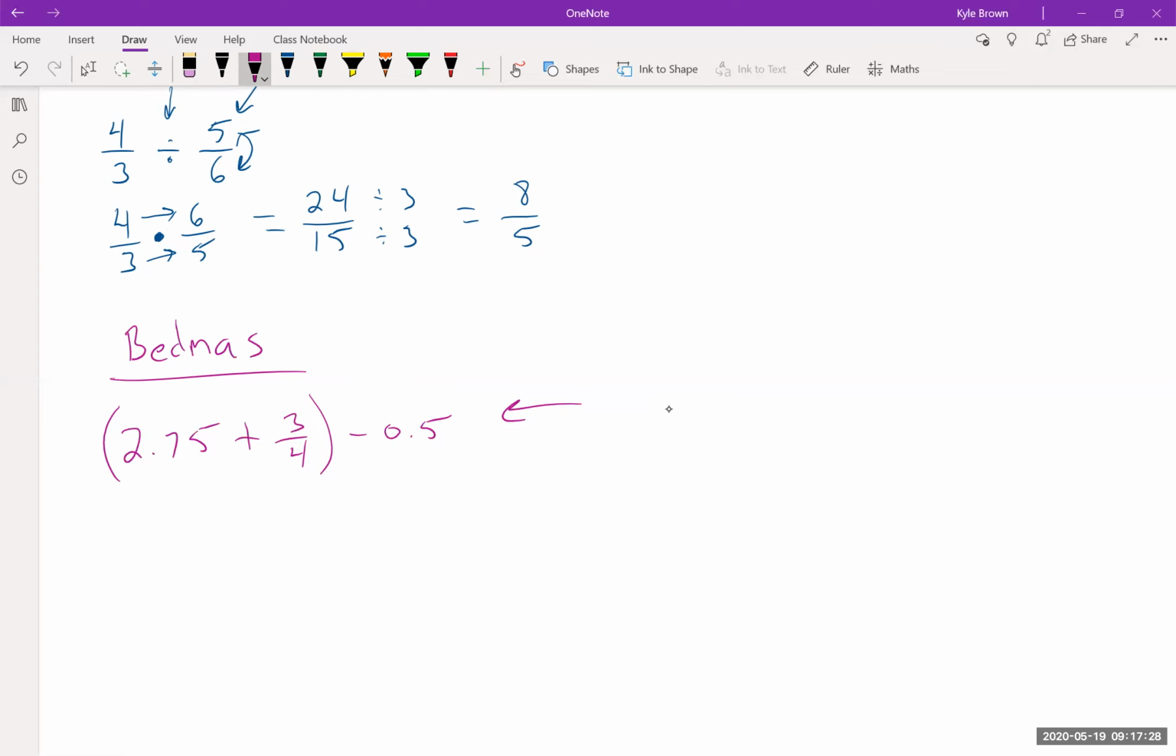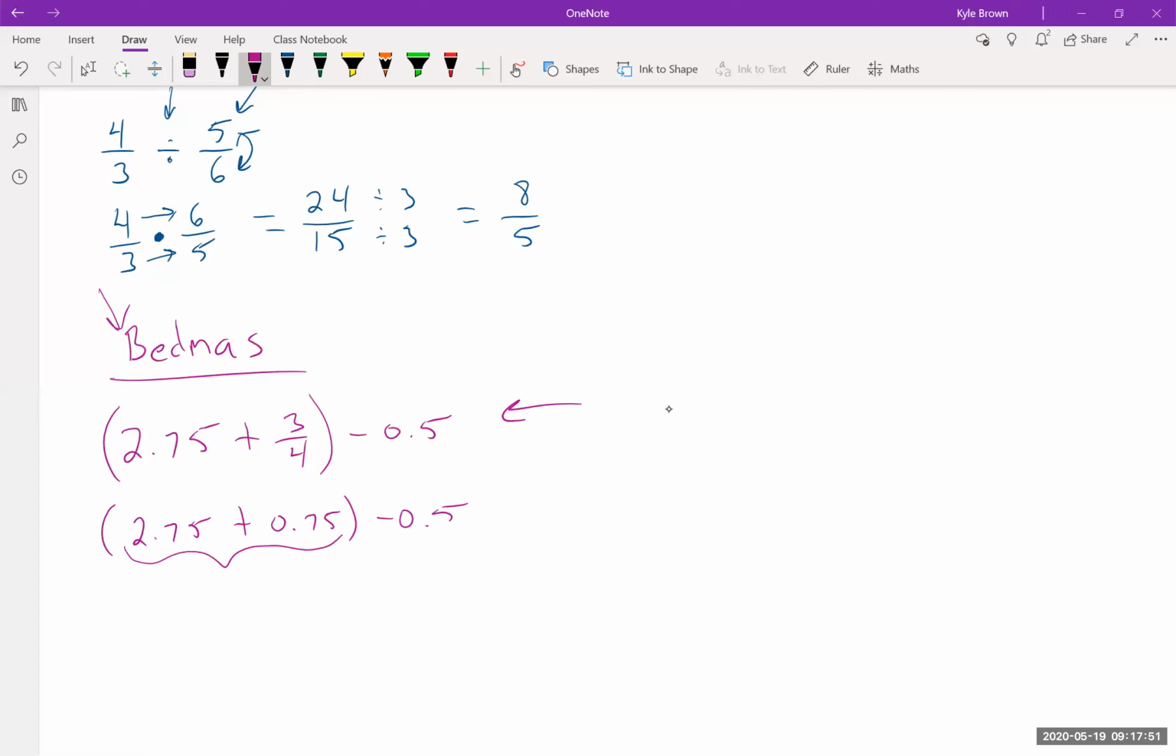So we'll say 2.75 plus, and then this is the same as 0.75, and then minus 0.5. Now, order of operations. What do I have to do first? I have to do brackets. Inside the brackets comes first, so I'm going to do this part.